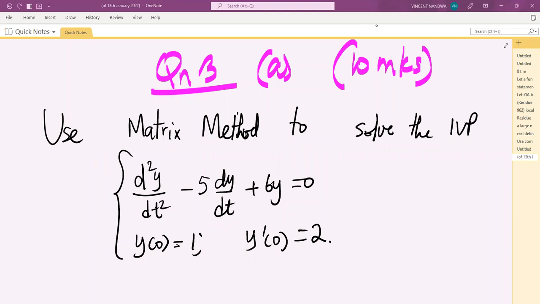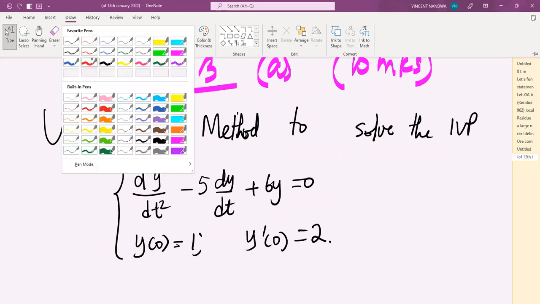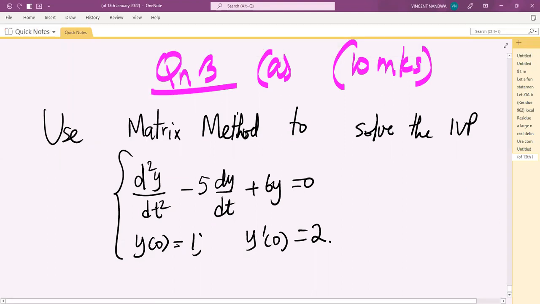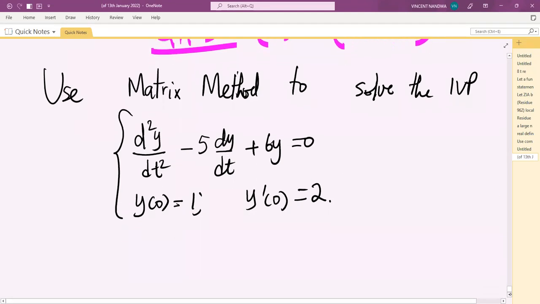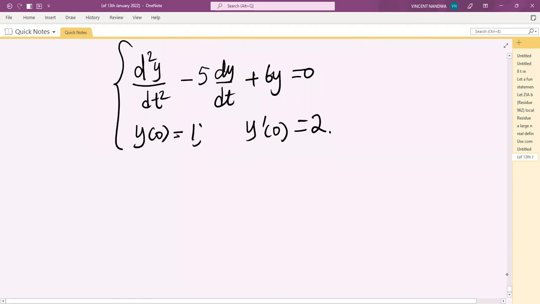So let's solve the third problem at A. Let's use the matrix method to solve the initial value problem. What we have to do is to transform this second order differential equation into a system of first order differential equations and then solve the resulting system by matrix method.